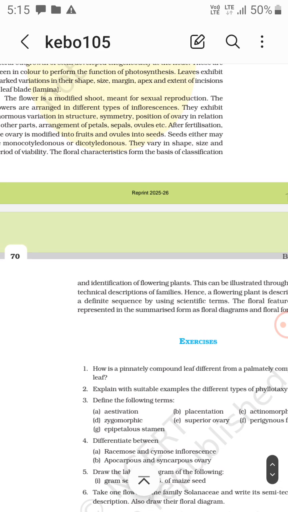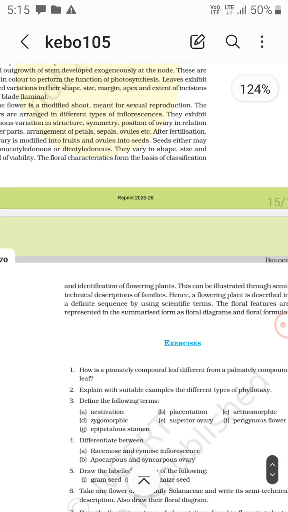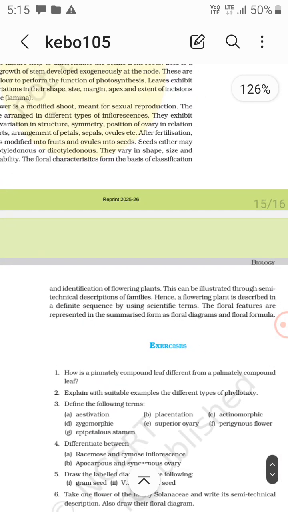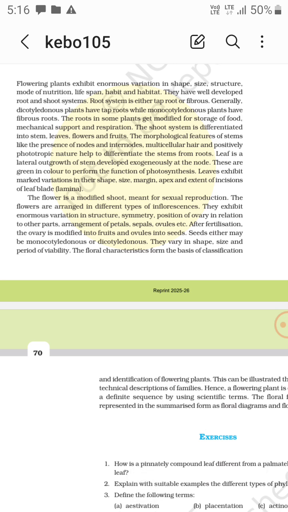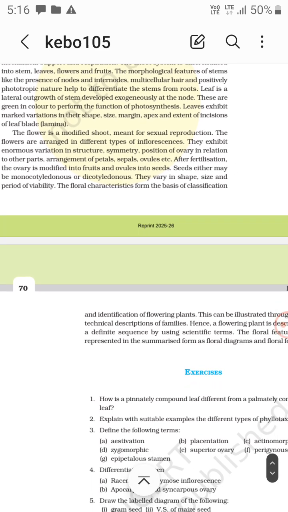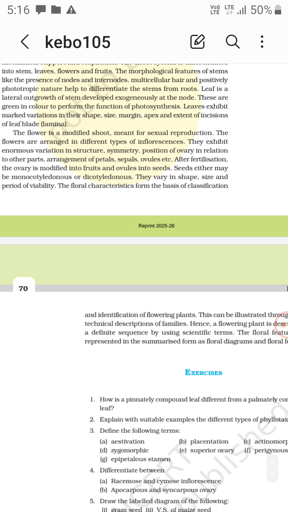Okay, the floral characters form the basis of classification and identification of flowering plants, right?